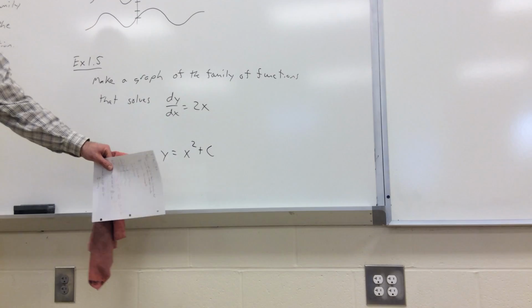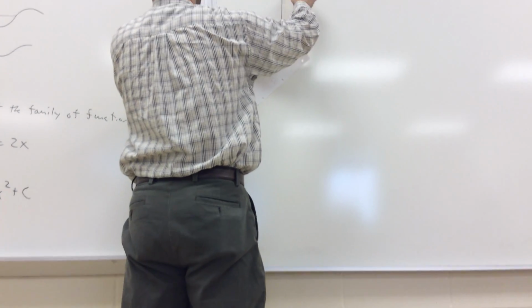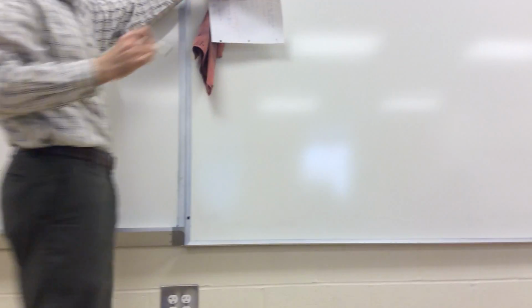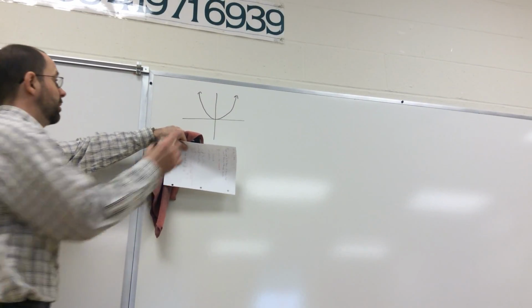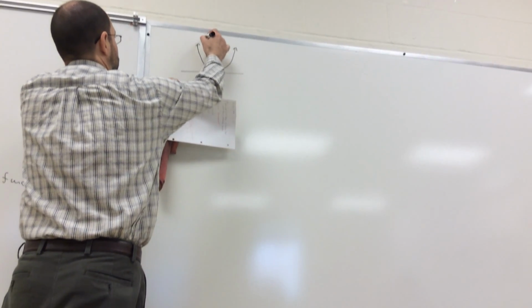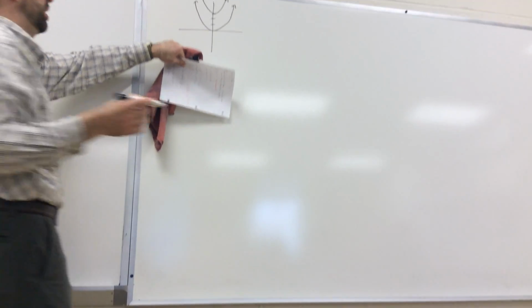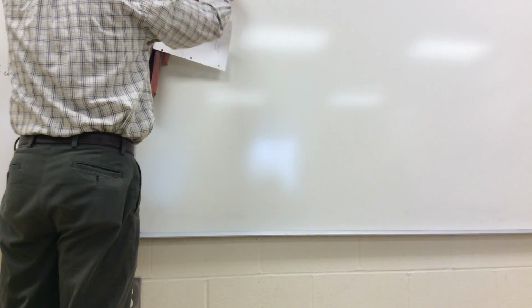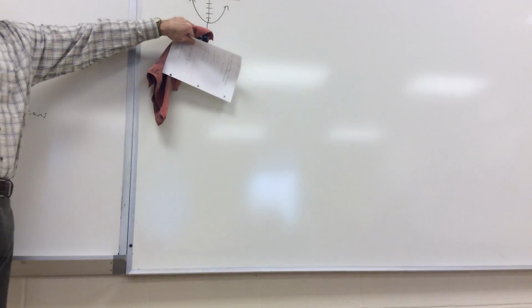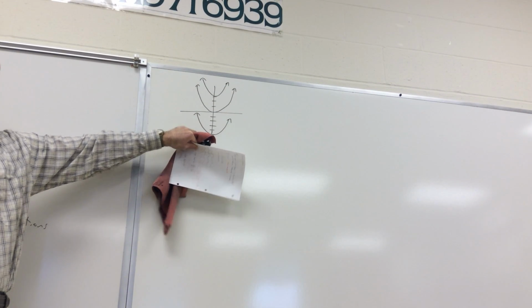So it could be x squared plus 0, which would look like this. Or it could be x squared plus 3, which would look like this. Or it could be x squared minus 5, which would look like this, whatever. So there's the picture of the family.